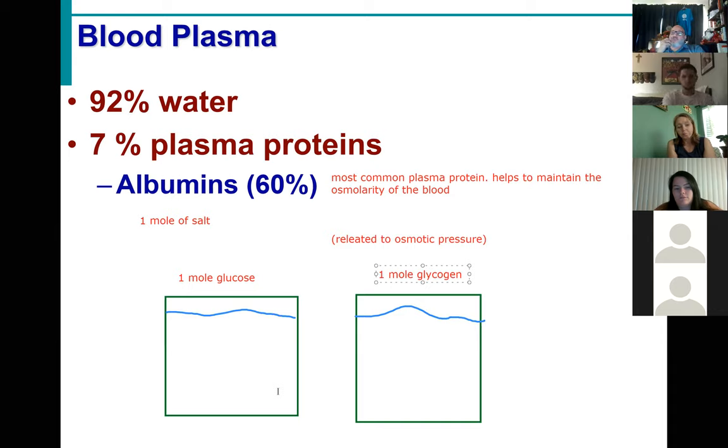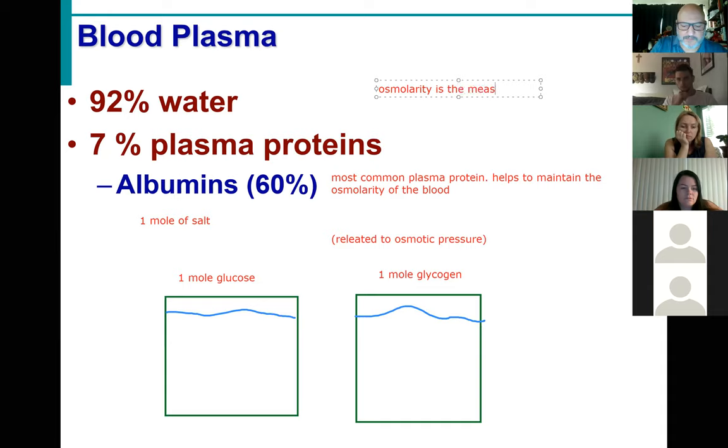Look, I truly respect the fact that you guys have forgotten most of chemistry, because I hate chemistry as much as everybody, probably more. But occasionally it is useful. Osmolarity is the measure of the amount of stuff. It would be the same.